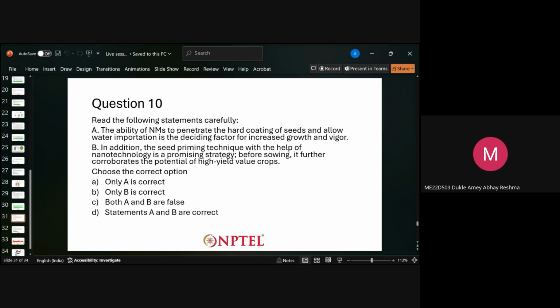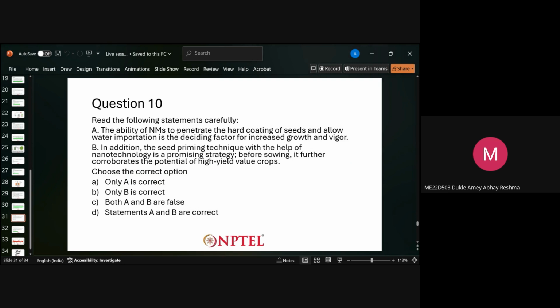And again, the second statement: seed priming technique with the help of nanotechnology is a promising strategy before sowing. It further corroborates the potential of high value crops. So basically, whenever you have any seed, the number of seeds which actually turn into a plant has to be high, so as to get a higher yield, right? So when you sow 100 seeds, at least 95 to 98 seeds have to germinate. So the higher the seed germination, the better the yield. So that leads to high yield value growth.